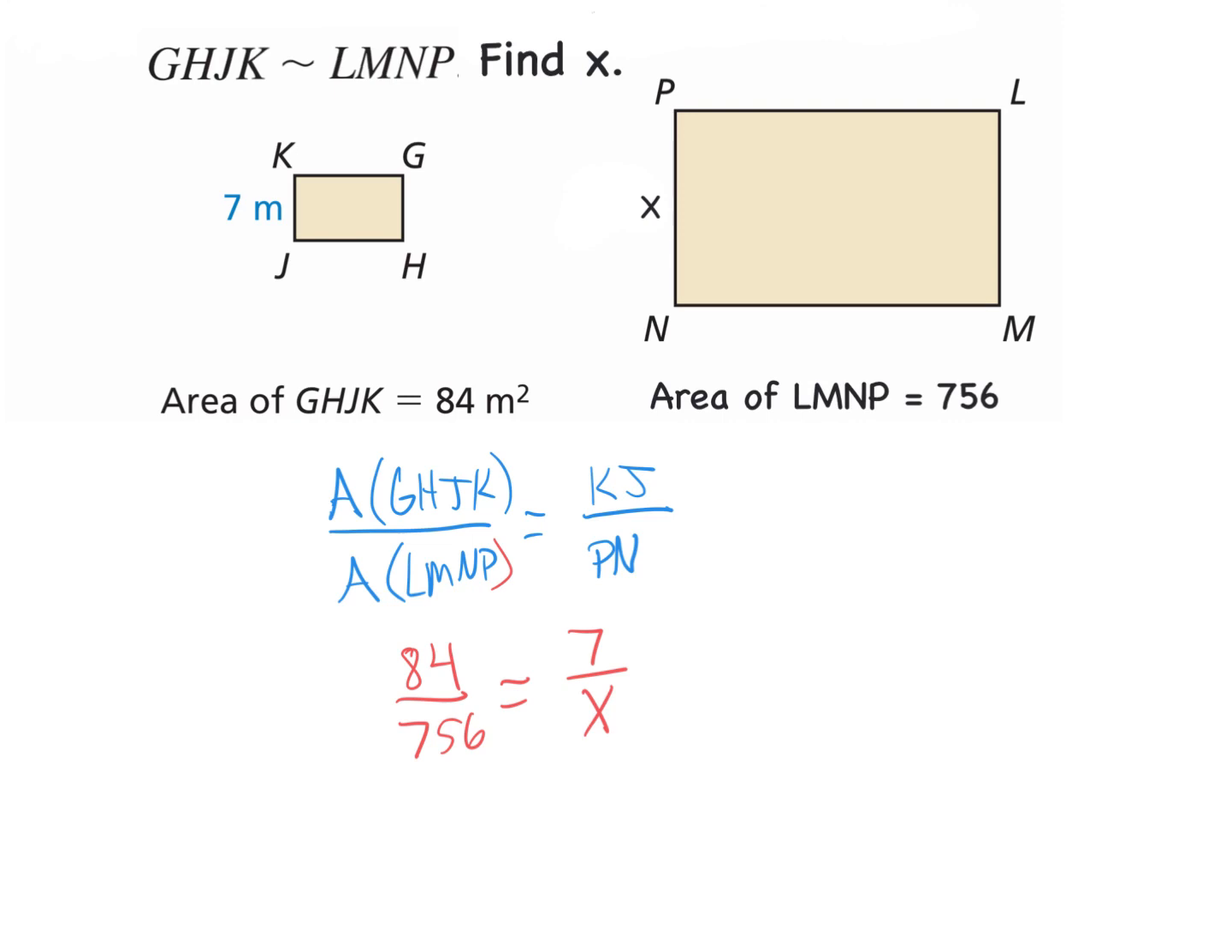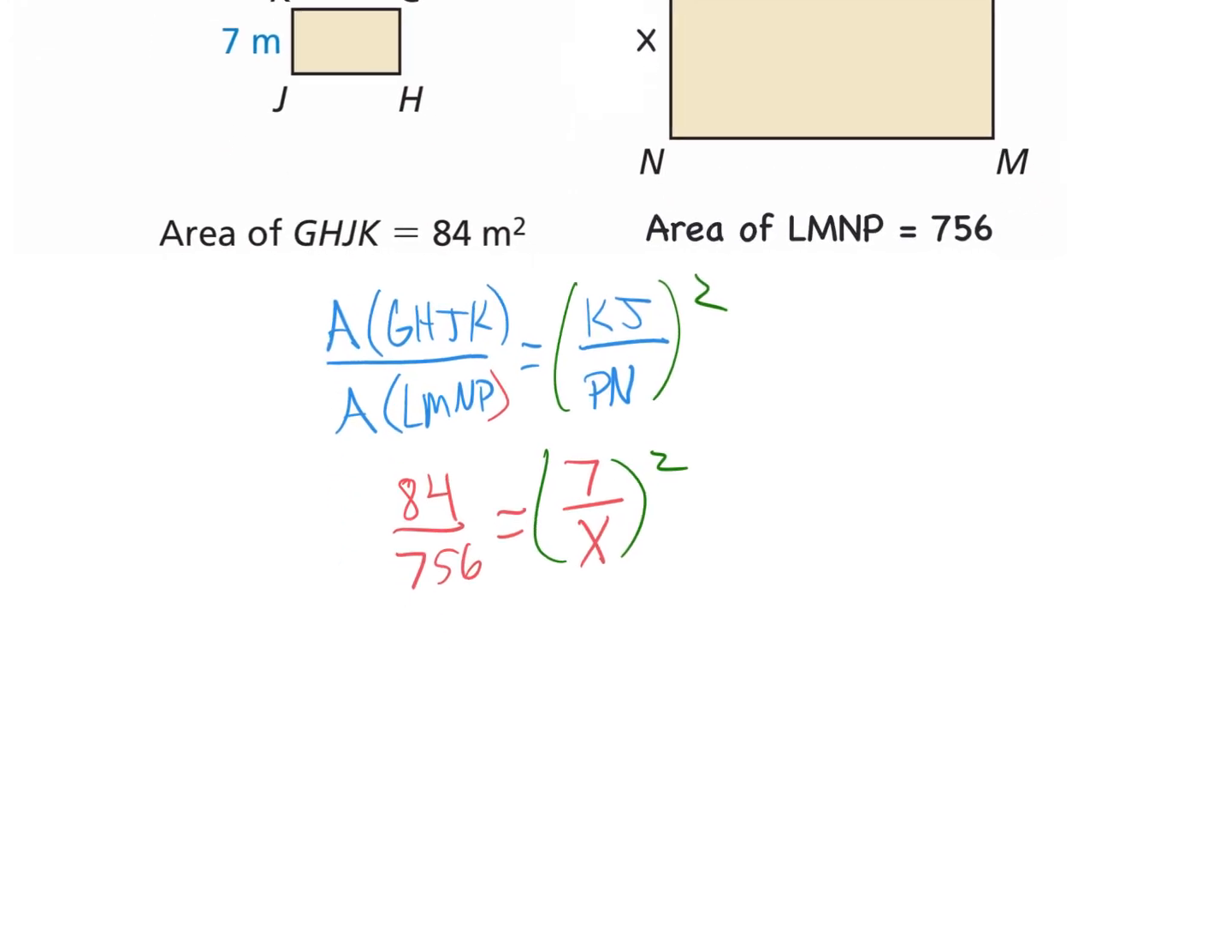All right, now what is the one thing I have to do to the sides here, class? Yeah, square. I forgot to put it here. So we got to square these. So it's 84 over 756 equals 7 squared over x squared. So on the left, 84 over 756. Nothing we do there yet. What's 7 squared, class? 49 over x squared.